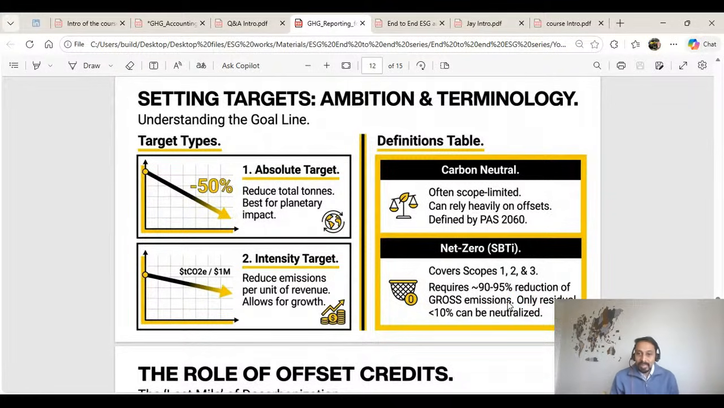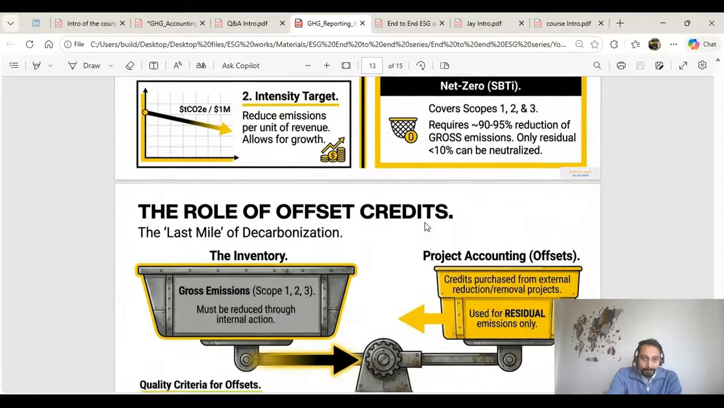So overall reduction should be 90 to 95% to become net zero, and the gross emissions will be reduced by 90 to 95%, and the residual can be part of the less than 10% of the emissions, because year by year it might increase, and you cannot be 100% net zero at a particular point. So that is setting targets, which is very ambitious, a commitment and terminology for the senior management and the owners. And as sustainability professionals, you have to take care of the whole targets, tracking and monitoring, so that the overall journey can be helpful for your company.